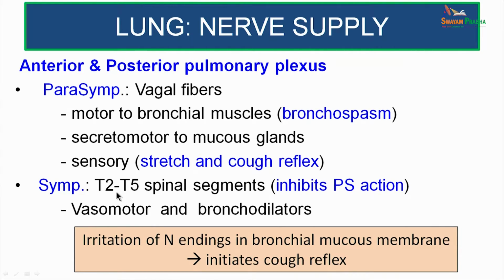The sympathetic fibers mainly come through the T2 to T5 spinal segments, and basically they inhibit the parasympathetic action. They are by and large vasomotor, and they are bronchodilators. Irritation of the nerve endings in the bronchial mucous membrane can initiate a cough reflex, which is carried to the parasympathetic system.